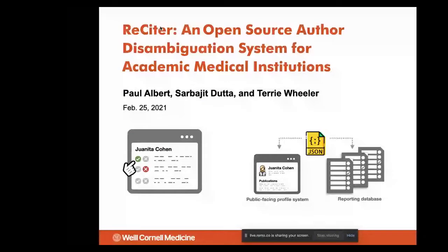Perfect. Okay. So my name's Paul, and I work at Weil Cornell along with my colleagues, and today I'm going to talk about a system called ReCiter. ReCiter is an open source author disambiguation system for academic medical institutions.